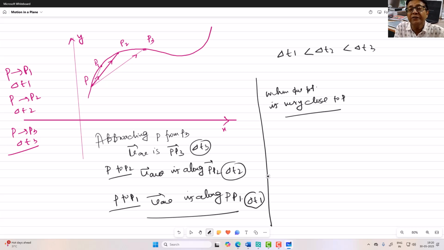When the point is very close to P, that is delta t tending to 0, you can see that PP3, to PP2, to PP1, is becoming tangential at that point. Okay, when delta t tends to 0, that arbitrary point P3 or P1, say PP1, is along the tangent at P.